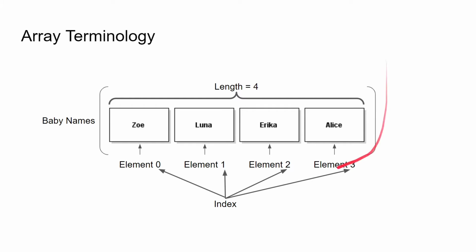First off, we have the index of each element. For example, if you have a list of baby names as we showed previously, this would be element 0 with an index of 0. This would be the element with an index of 1, the element with an index of 2, the element with an index of 3. That starts at 0 just because that's the way it works. And we also say this array has a length of 4 because it has 4 elements, and we also assign it a name. Just call it baby names or whatever.